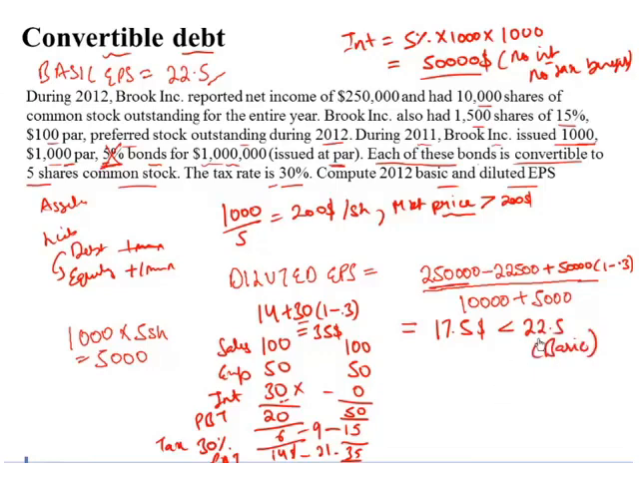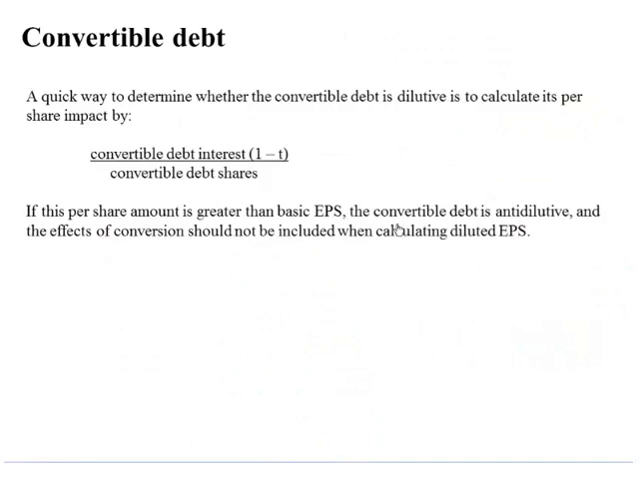If this calculation was greater than 22.5, then we would just say that the diluted is the same as the basic. However, in this case, the diluted EPS is 17.5. Now, instead of doing the entire calculation only to find out that the convertible debt is anti-dilutive, here's a quick way that you can use to check whether the convertible debt is dilutive or not.